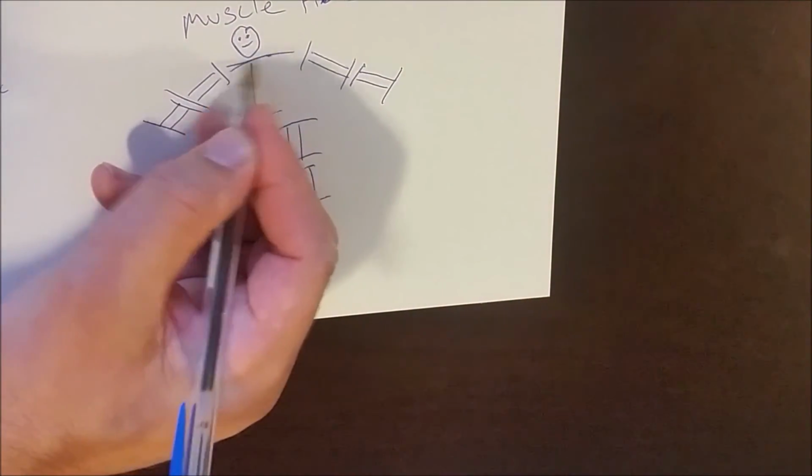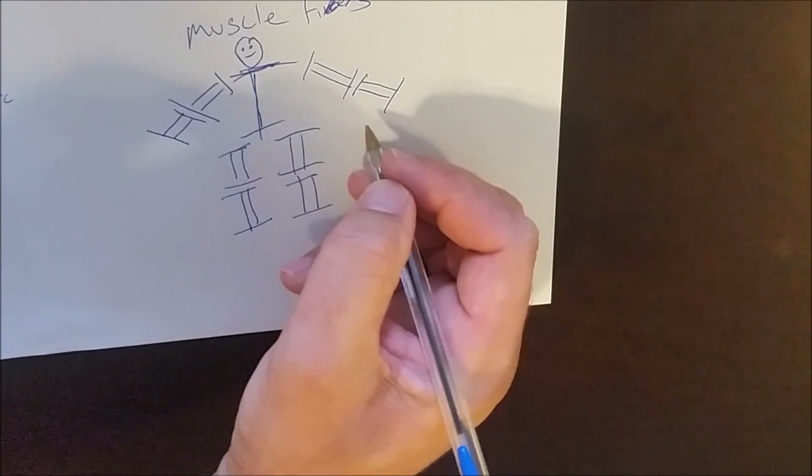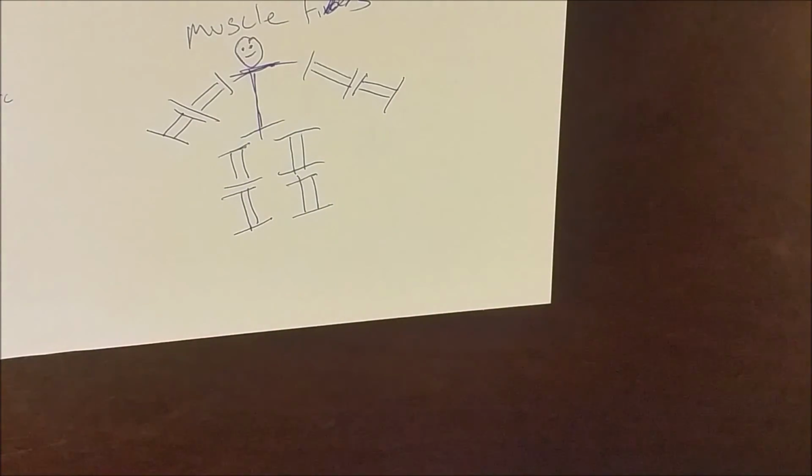So if you think about it, your type 1 are going to be your postural muscles, like your back. Your type 2 are going to be found in your arms and legs. And you do have type 2A and type 2B. Physio deals a lot with that.